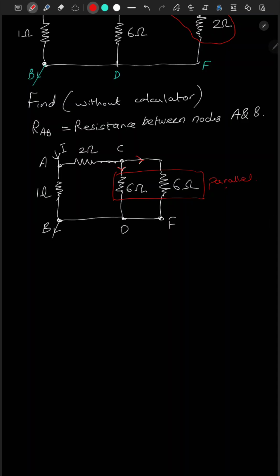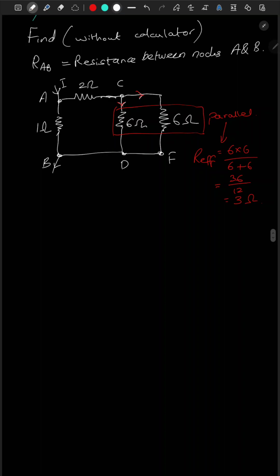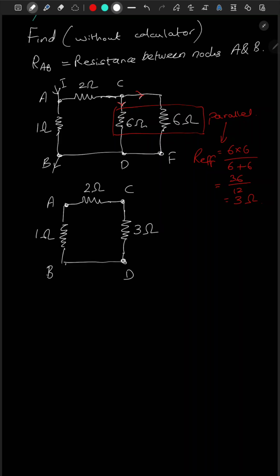To find the parallel or effective resistance, it would be the product divided by the sum. So 6 times 6 divided by 6 plus 6, 36 over 12, which is 3 ohm. So we can simplify the circuit further by writing this as 3 ohm from C to D, and we also have 2 ohm over here, and we have 1 ohm resistance over here, and this is point B.